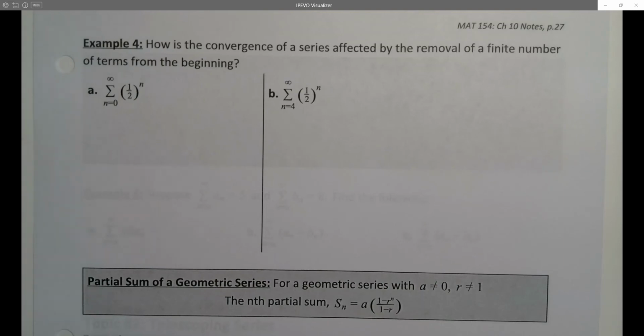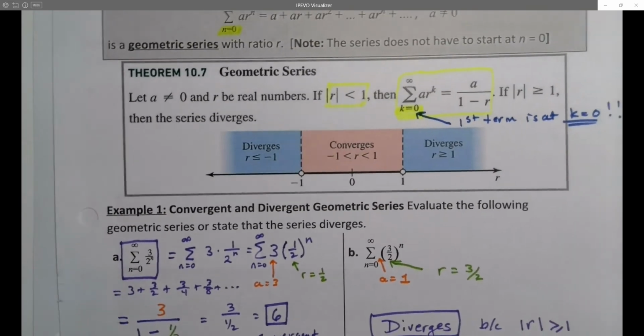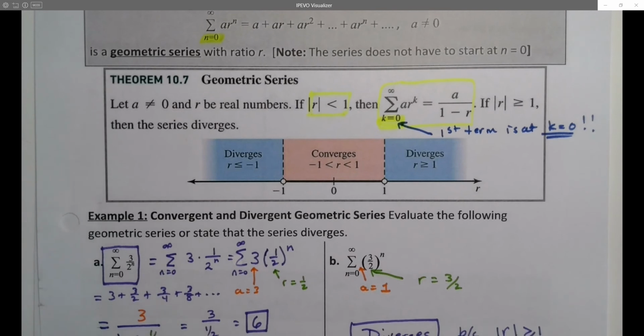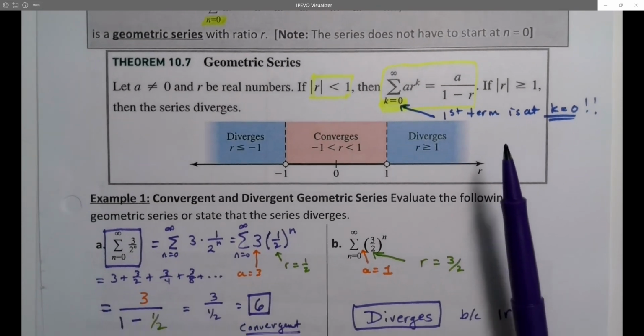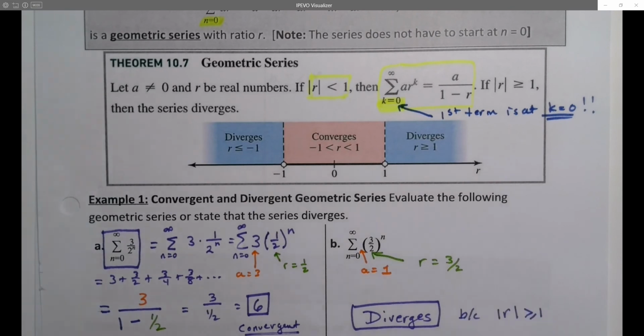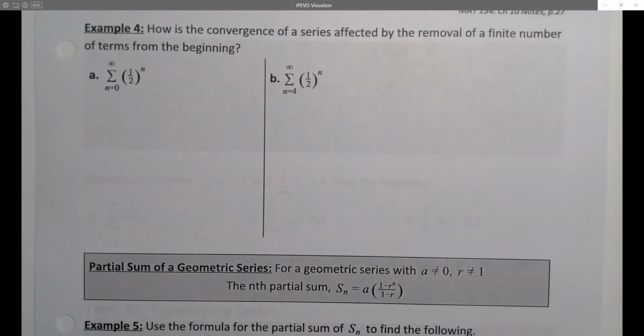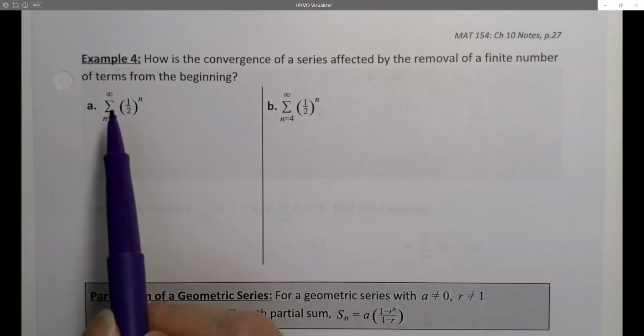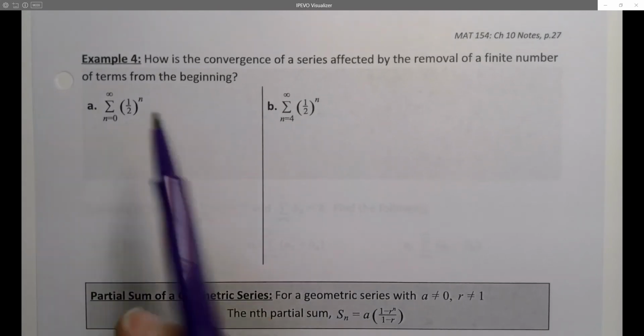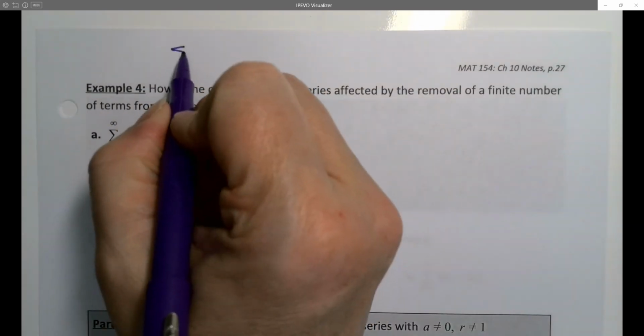Remember that our theorem regarding the convergence of a geometric series requires that we start at the 0th term, right? So our first term is at k equals 0. So the question then arises, what happens if we don't start there? And that's what this page is going to establish for us. How does it change? So let's look at the first part, which should be very easy because that one actually does start at 0. So let me just remind us all real quick.